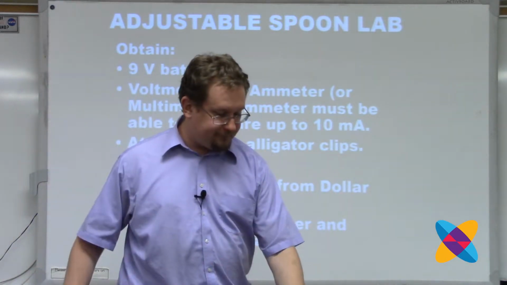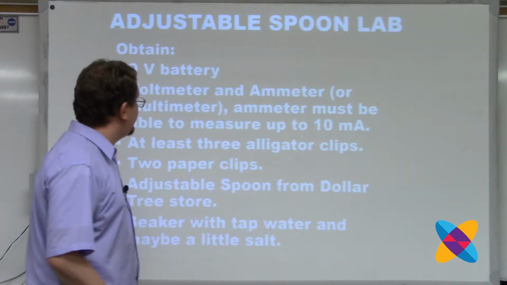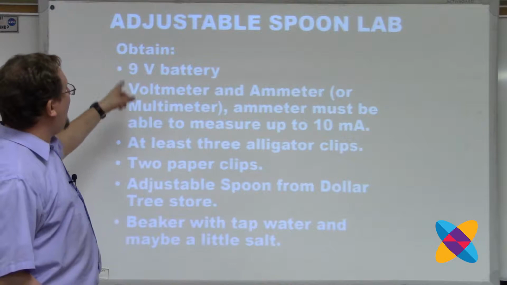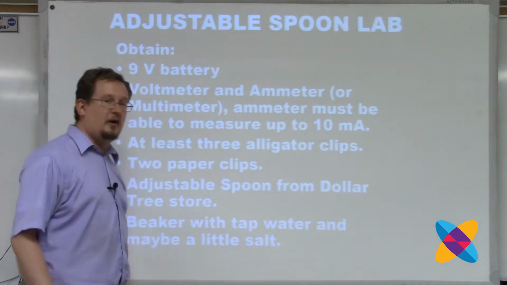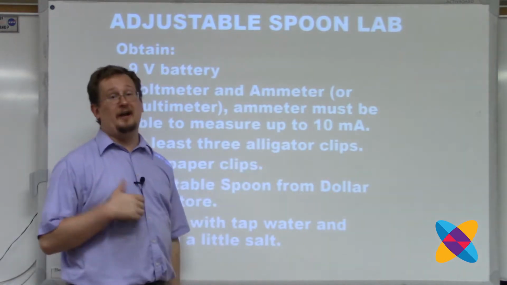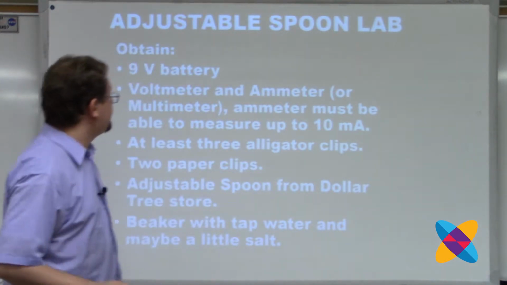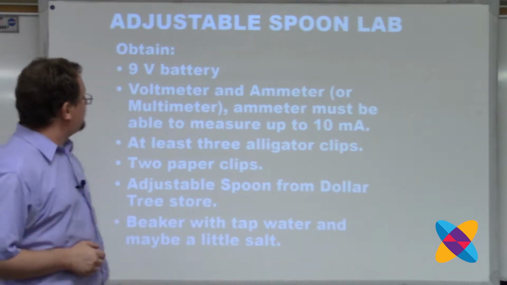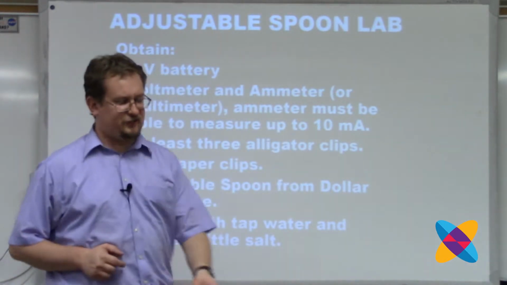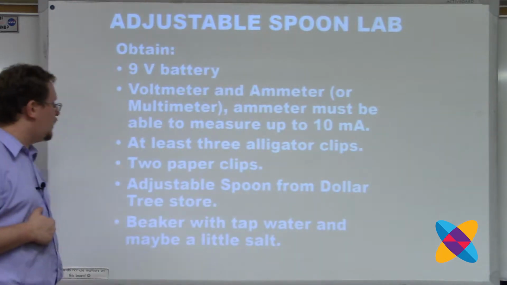We want you to get a 9-volt battery. It's a cheapo one from Dollar Tree, but you can get any one you want. A voltmeter and an ammeter, or just one multimeter. You'll be measuring a voltage one time and a current on each trial. So I just have one multimeter here that I'm going to use. The ammeter must be able to measure up to 10 milliamps. The voltmeter is just for getting a precise voltage measurement on the 9-volt battery. Up to 10 volts ought to work.